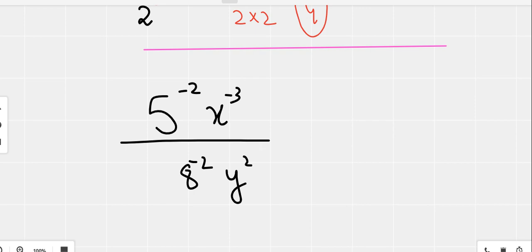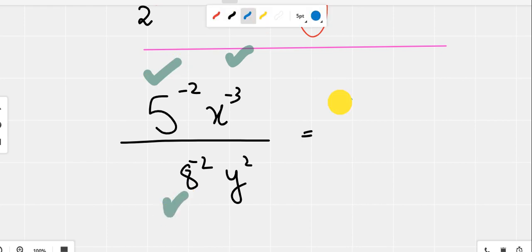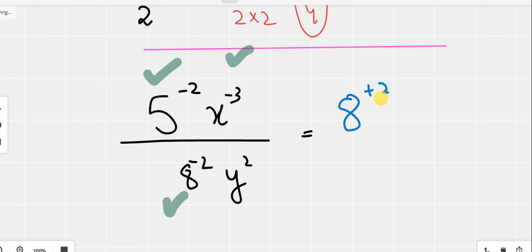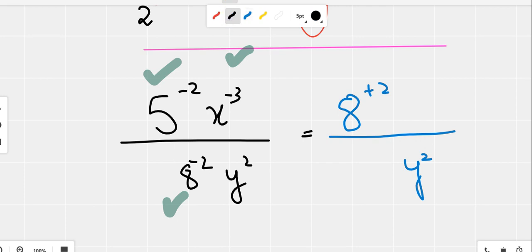How will I solve it? Because the 5 power is negative 2, I can't solve it. 8 to the power of negative 2, I also can't solve it. So to solve it, I will bring it down. I will flip them, the negative ones. So I'm going to switch this one and this one and this one. So 8 will go on top, which will become positive 2, and y squared will be as it is here. And then I'm going to bring x to the power of 3 down.